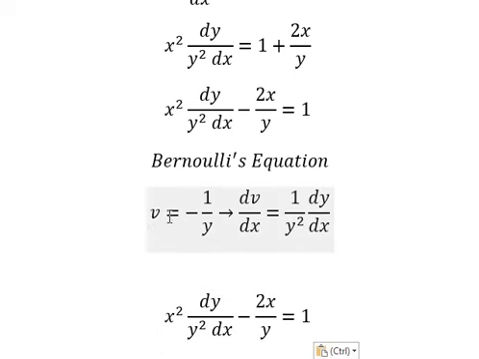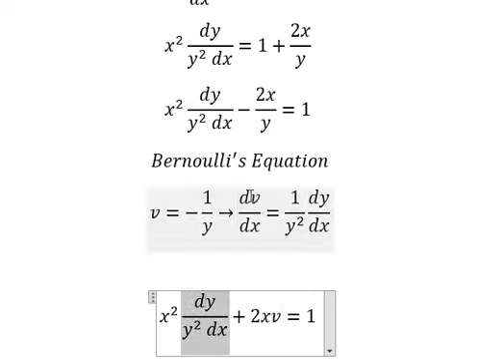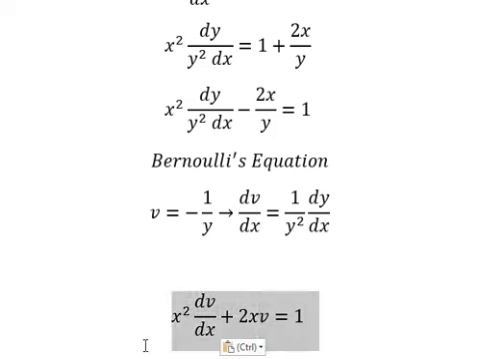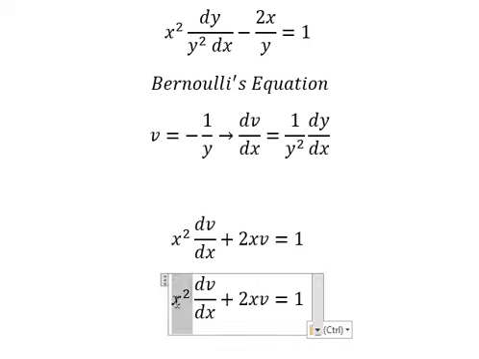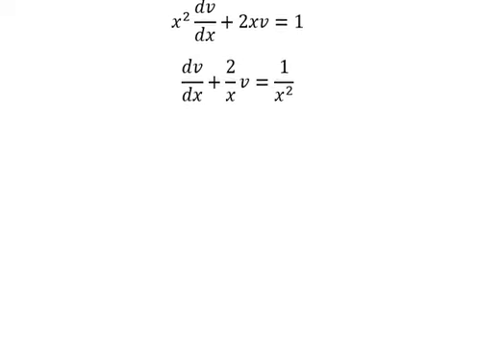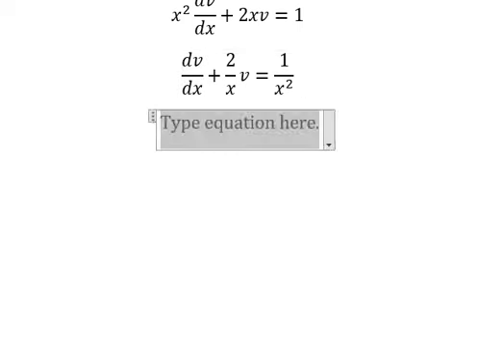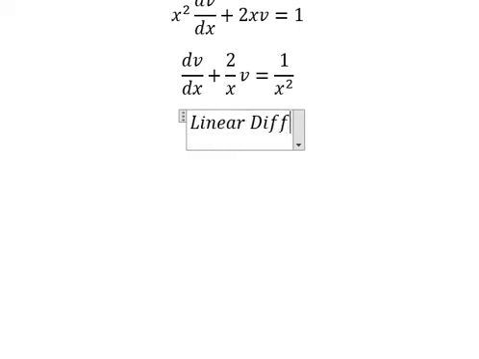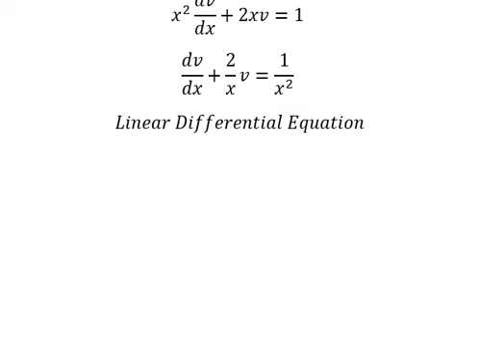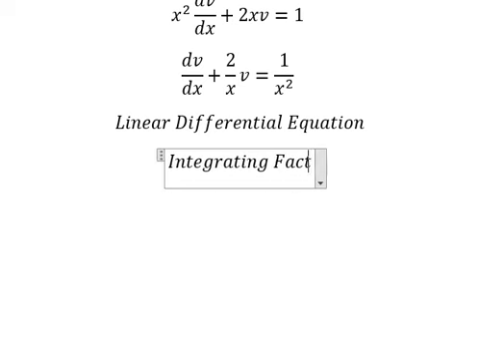So this one we change by v. This one we change by this one. Next, we divide both sides by s squared. Next, we have v and the first derivative of v, that is a linear differential equation. So we need to find the integrating factor.